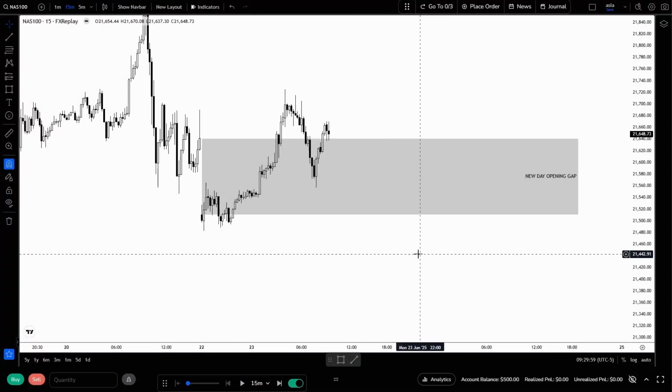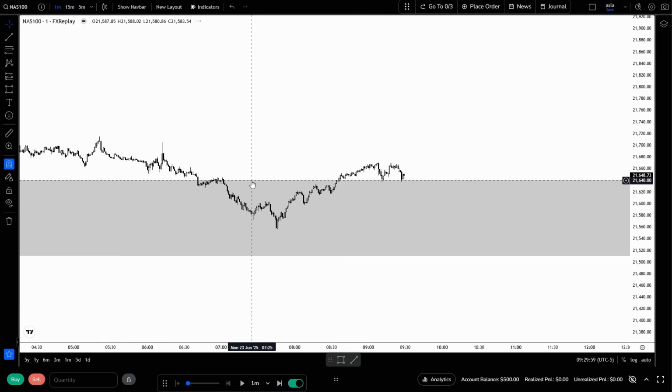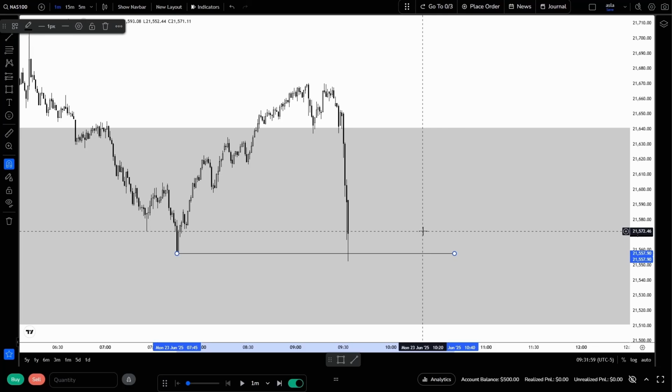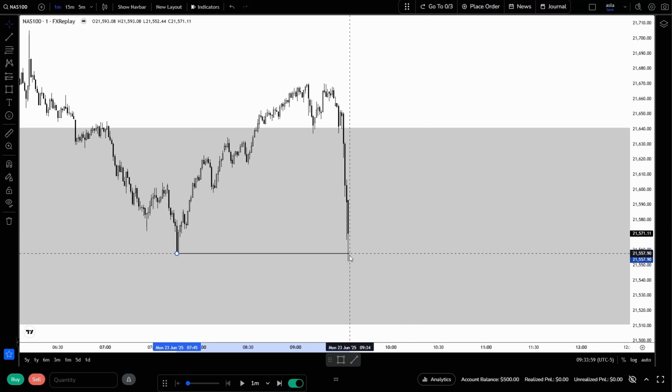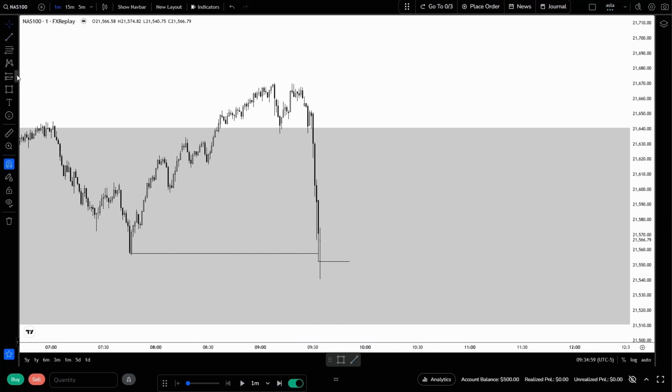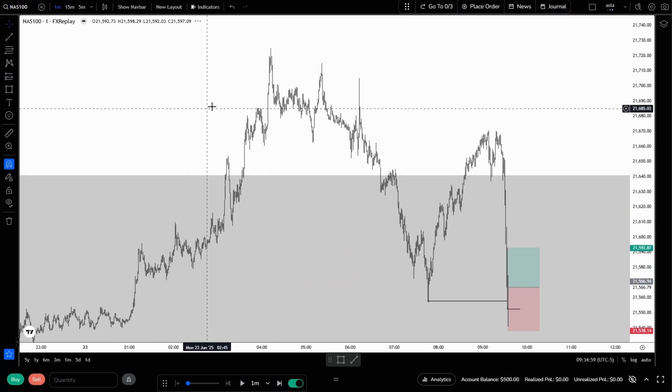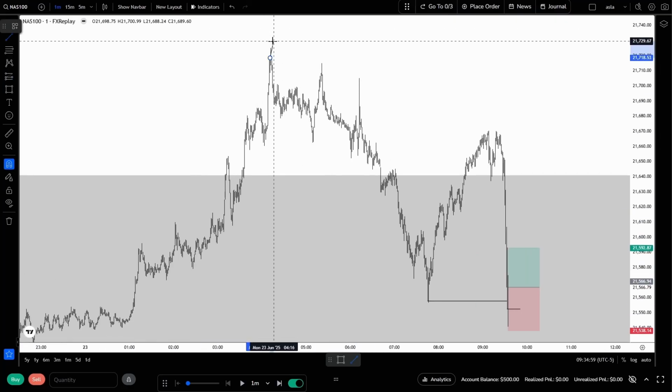Let's look at another example. All right, here we have our New Day opening gap. Now I want price to take this sell-side liquidity, and here it goes. Price takes the sell-side liquidity. From there, I'm going to place my order right here with my stop loss below the low and target the buy-side liquidity.